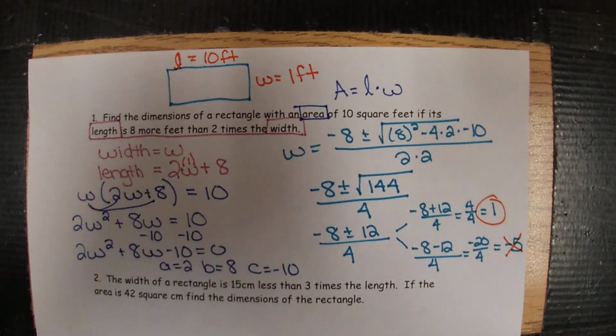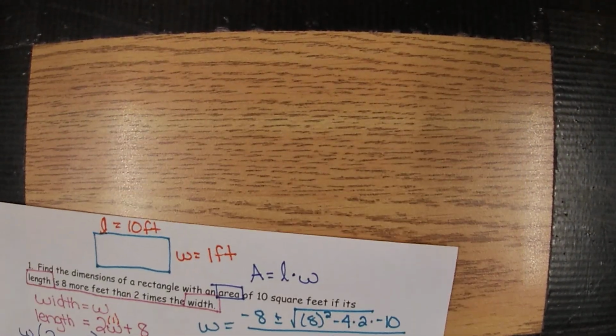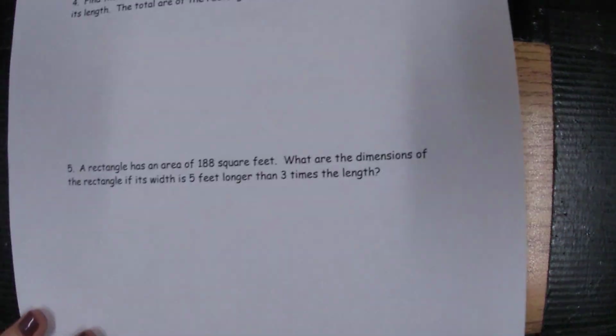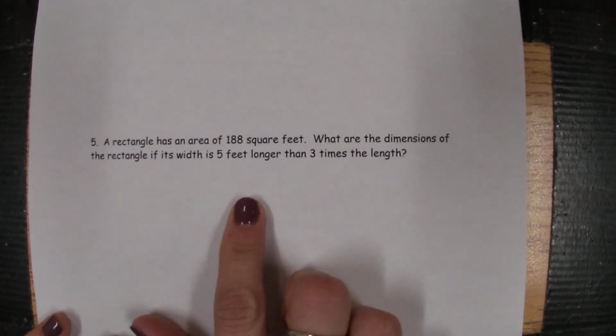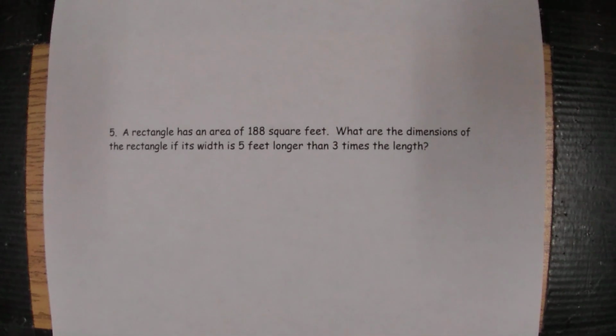So I never said that these problems were going to be short, right? This is definitely a lot of work. But I do want to look at one more here. And we're going to choose one more from the second page. Okay, so we're going to choose this last one down here. And it looks like I changed something on my paper. But we'll see here. Okay, so a rectangle has an area of 188 square feet.